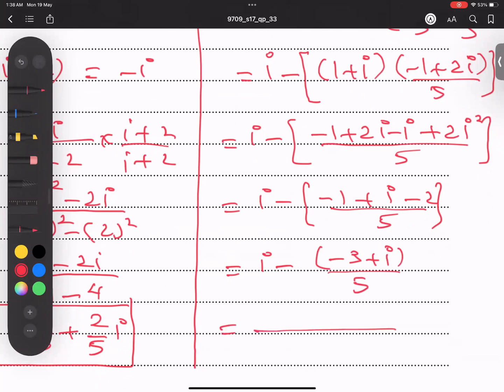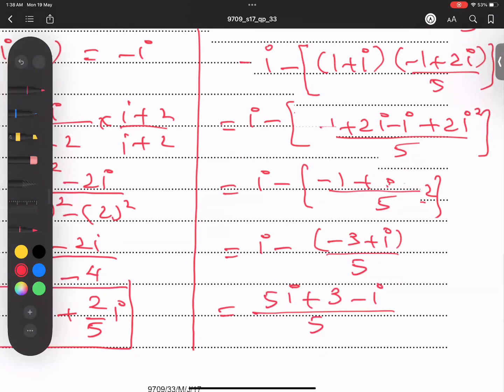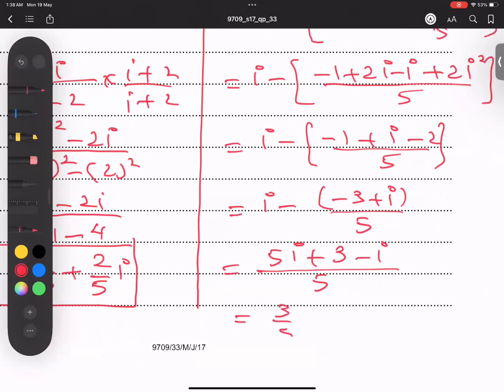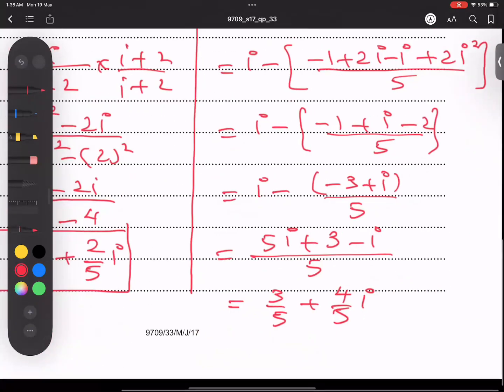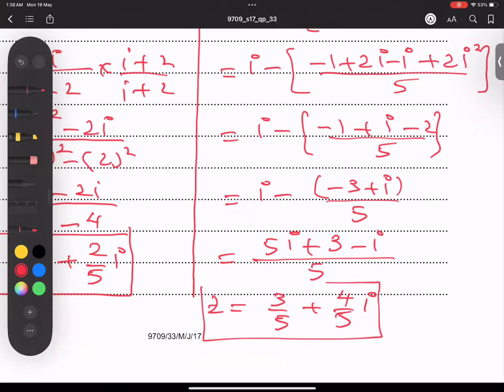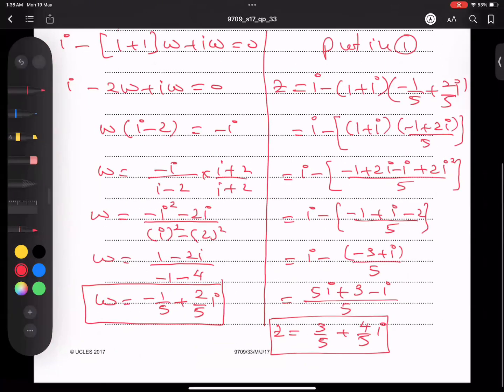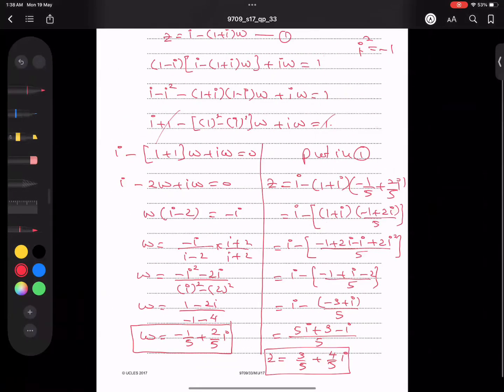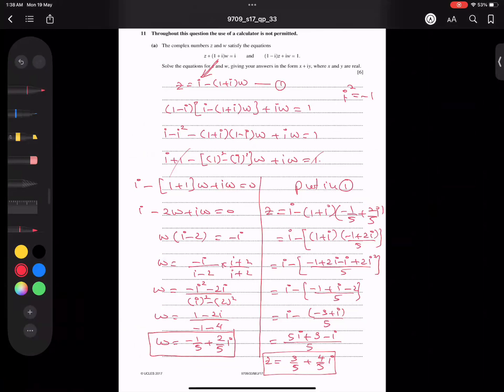So 5 LCM, so 5 times iota plus 3 and minus iota. And finally, I got 3 over 5 alone, and this gives you 4, and positive 4 over 5 iota. This is my answer for the second variable Z. So I hope you got the point, very clear. And of course, this first part is completely over.